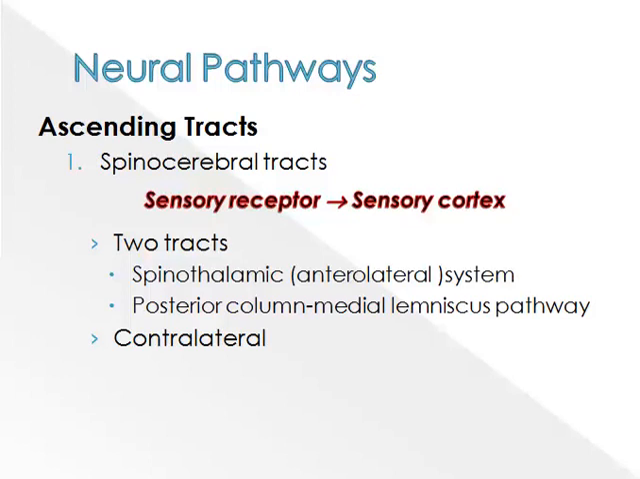So we'll be looking at ascending tracts first. Again, these are our sensory tracts. We have a few types. We have something called the Spinocerebellar Tract, which again, the name is telling us that the origins are in the spine and the termination site is in the cerebrum. And essentially what's going on with this type of tract, sensory receptors, or the neurons for sensory receptors, then travel up to the sensory cortex.